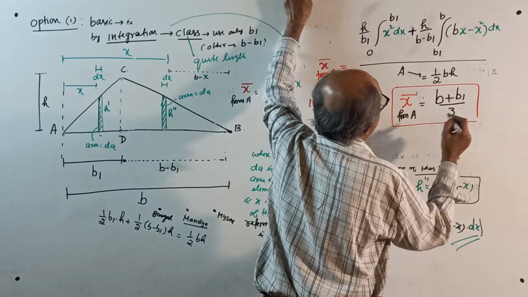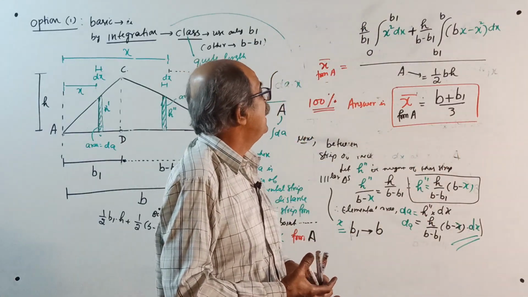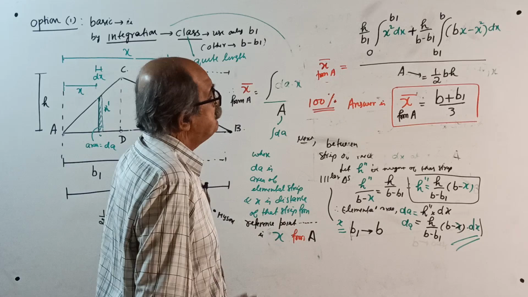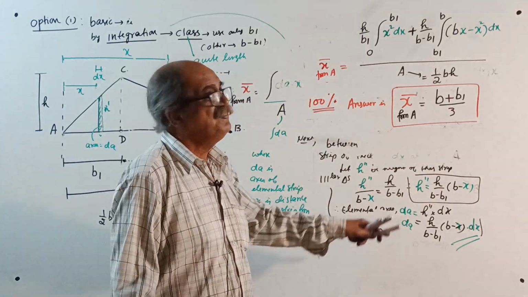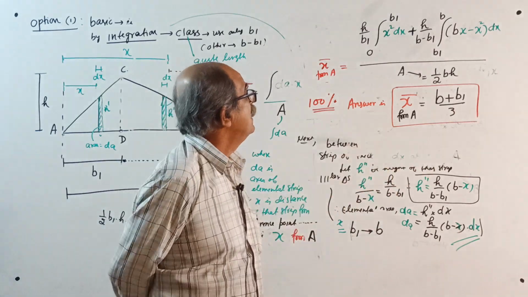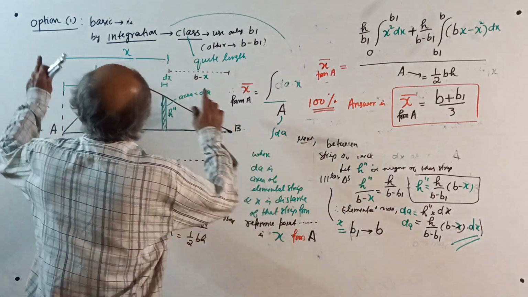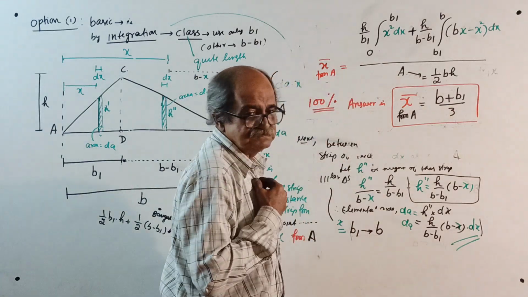This is the answer. If you integrate this one and simplify, you will get x bar from A equal to B plus B1. This 3 is not that 3. This is not one-third height, etc. B plus B1 by 3 is the answer. Okay, now I will start fresh. So this is the one you have to integrate.